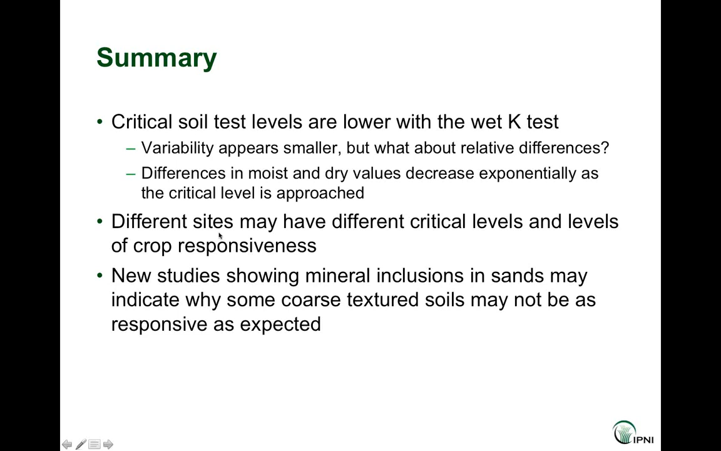The work from Purdue shows that different sites can have different critical levels, different levels at which the soil is sufficient in potassium, and different levels of crop responsiveness. And some of the new studies are showing that these layer silicates that we often think are only in the clay size fraction can be in larger fractions and help us. That knowledge may help us do a better job of anticipating potassium responsiveness across different soils.